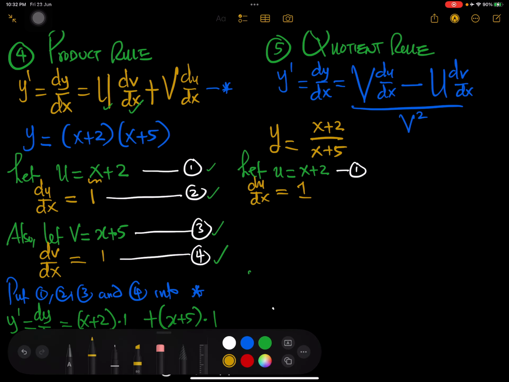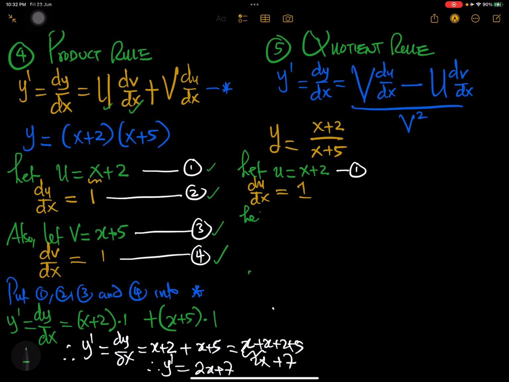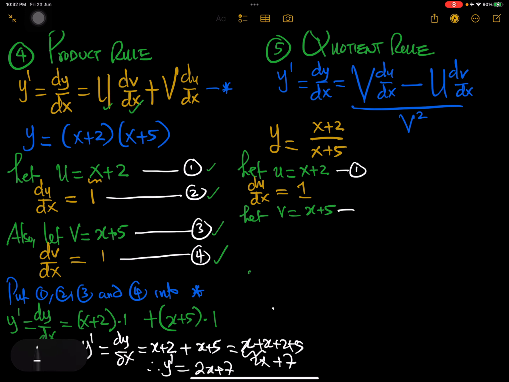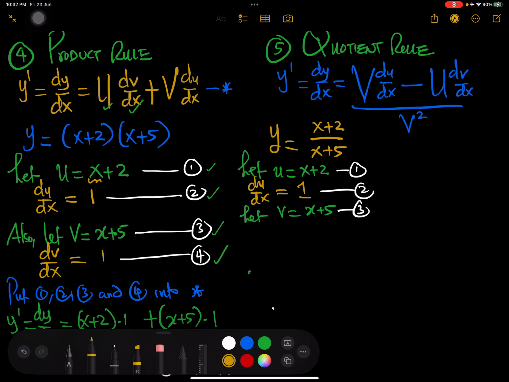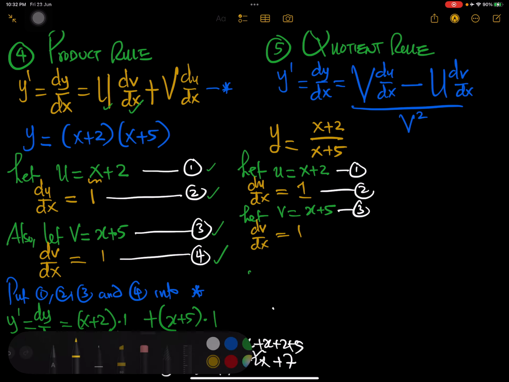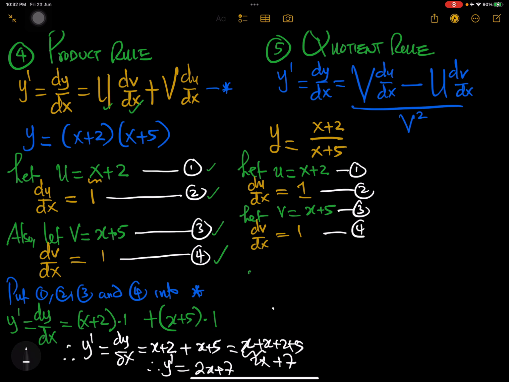And then we also let v be equal to x plus 5. That's going to be our equation 3, so that this is equation 2. And we're also going to differentiate again. We're going to differentiate dv/dx, and we're also going to get 1. And that becomes our equation 4.